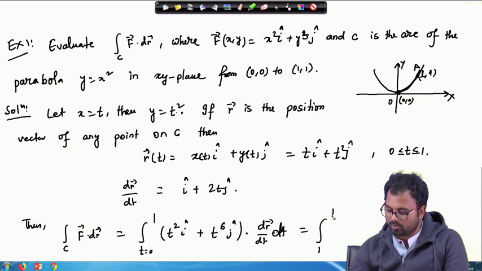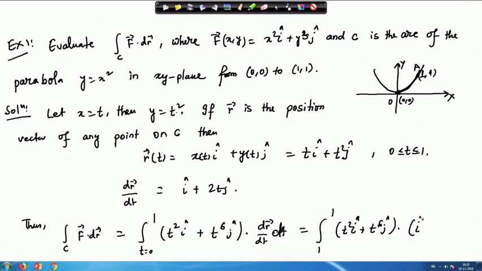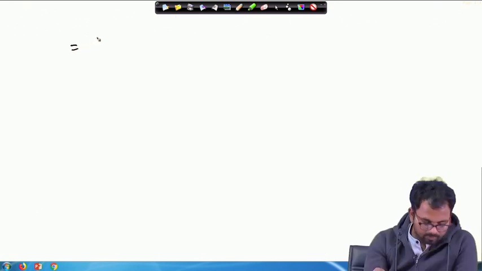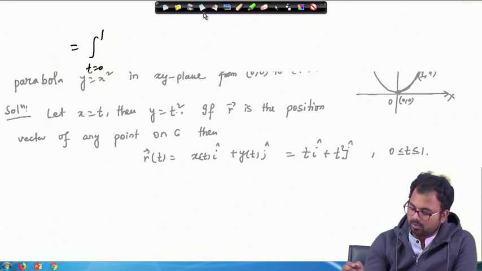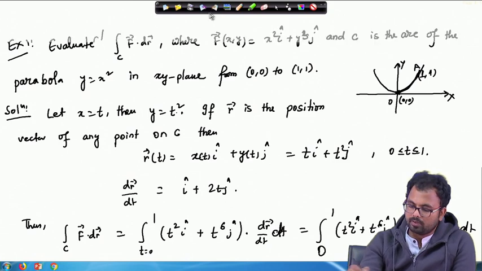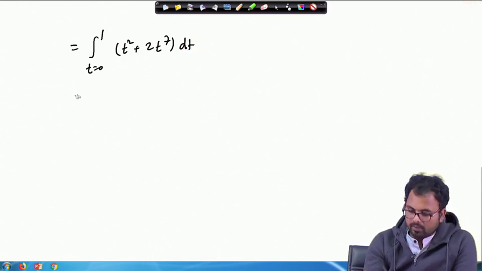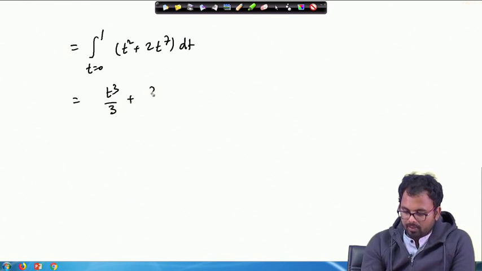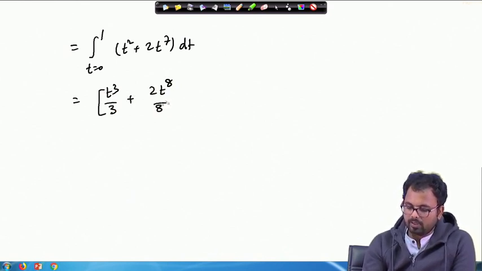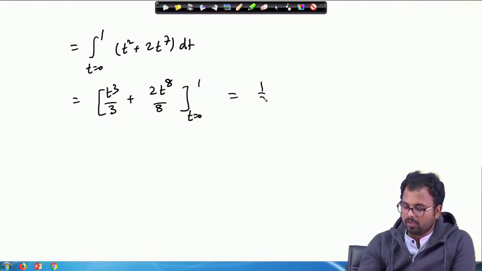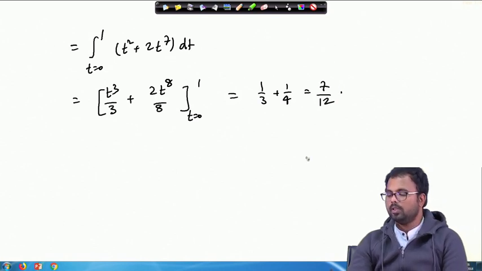So then in that case, this will be the integral from 0 to 1 of t squared i plus t to the power 6 j, dot product with dr/dt, which is i plus 2t j, times dt. Now we take the dot product, and this will be the integral from t running from 0 to 1 of t squared plus 2t to the power 7 dt, right. And when we integrate, then this will be t cubed divided by 3 plus t to the power 8 divided by 8, whole thing evaluated from 0 to 1. So this will be 1/3 plus 1/4. So that means 7/12.